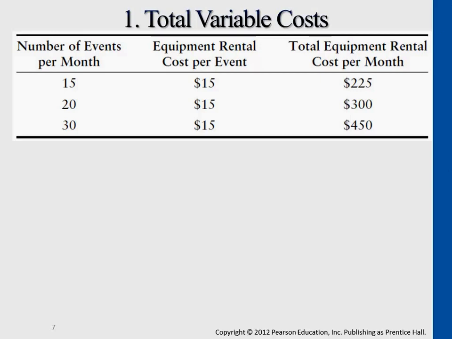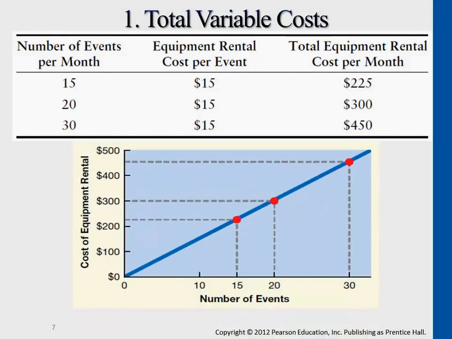Obviously, the month that would incur the most rental cost would be March, because there are more events requested by customers. So this is a simple idea of variable cost: the total equipment rental cost is accumulated based upon how many events are requested by customers. The more events we have to hold, the more equipment cost would be incurred.